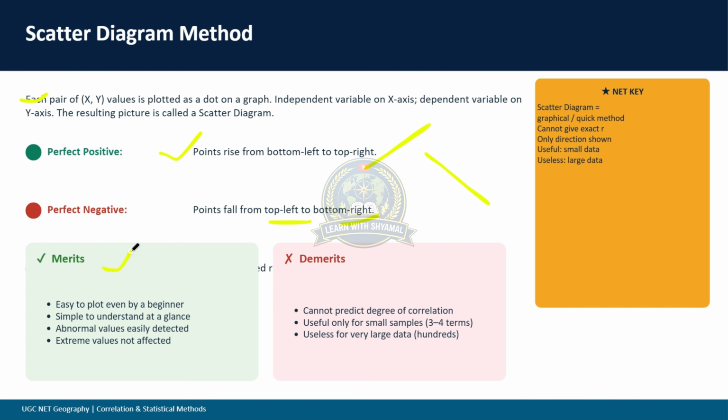Merits: easy to plot even by a beginner, simple to understand at a glance, abnormal values easily detected, extreme values not affected. There are some demerits of scatter diagram also. These are: cannot predict degree of correlation, useful only for small samples like 3-4 terms, and useless for very large data. Scatter diagram: graphical and quick method, cannot give exact r, only direction shown, useful for small data, useless for large data.